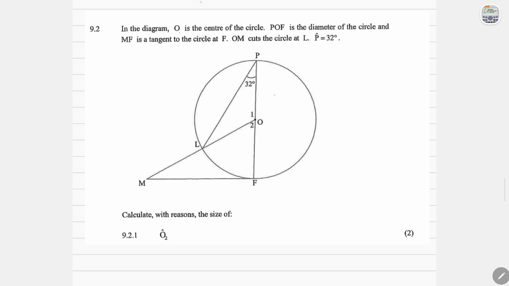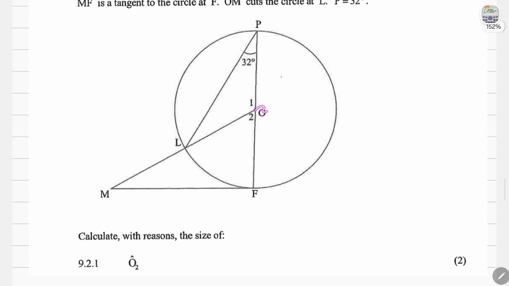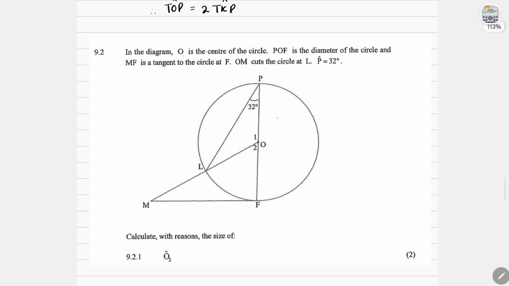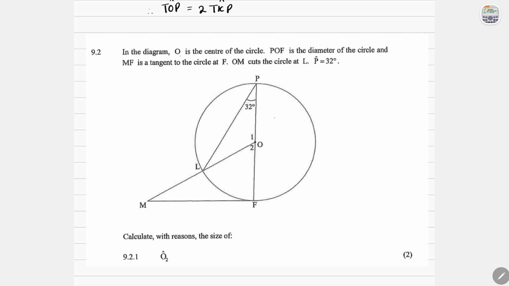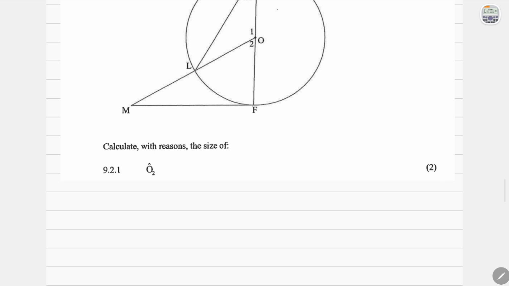Okay, we are now on question 9.2, which says, in the diagram, O is the center of the circle. POF is the diameter of the circle, and MF is a tangent to the circle at F. So you see what they're doing there. O to F, radius. There's a tangent. Remember the relationship between a radius and a tangent at their point of contact. Okay, and then they tell us that OM cuts the circle at L, as we can see, and angle P is equal to 32 degrees. The first question: calculate with reasons the size of angle O2.